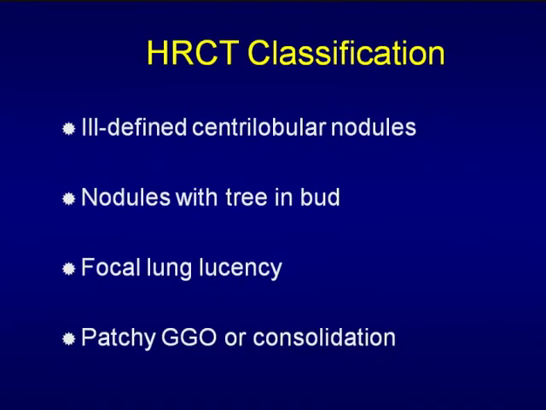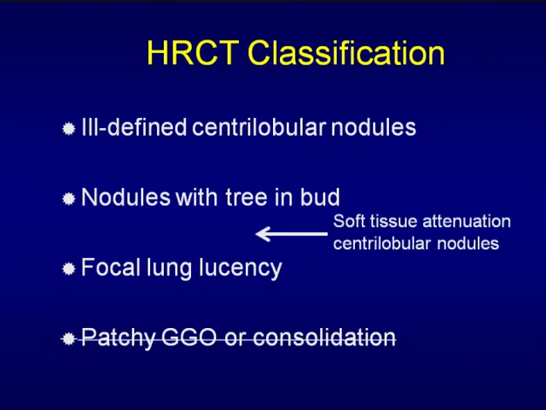This is the classic radiographic classification of small airways diseases: ill-defined central lobular nodules, nodules with tree-in-bud, focal bronchiolitis with focal lung lucency, and bronchiolitis with ground glass or consolidation. We use a slightly modified version of this at UCSF. The fourth pattern is generally, the archetype of that pattern is organizing pneumonia. And organizing pneumonia, as you probably all know, is more of an alveolar disease than an airways disease. The airway component is relatively minor, if it's there at all, in both a radiographic and a physiologic sense. So generally, we just don't consider that really a small airways disease.